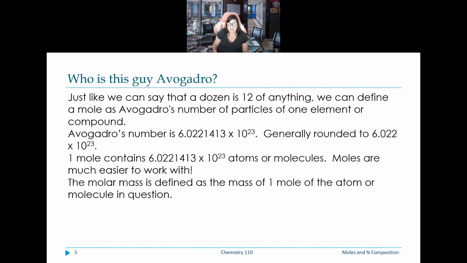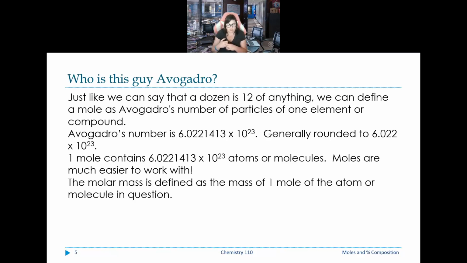So, who is this guy Avogadro? Well, just like I can say that a dozen of anything is 12, we have this number called Avogadro's number that was discovered by this guy Avogadro. Doesn't really matter who he is, but he has a number that is 6.0221413 times 10 to the 23rd. We generally round that to 6.022 times 10 to the 23rd. That is the number of particles contained in 1 mole. And it doesn't matter what kind of mole we're talking about. They're all defined as that number of atoms or molecules. So 1 mole contains that many particles.